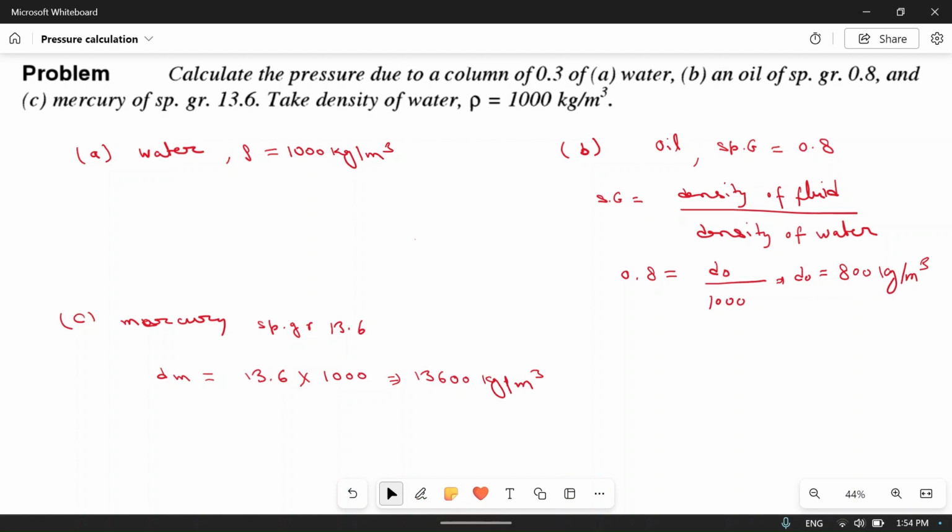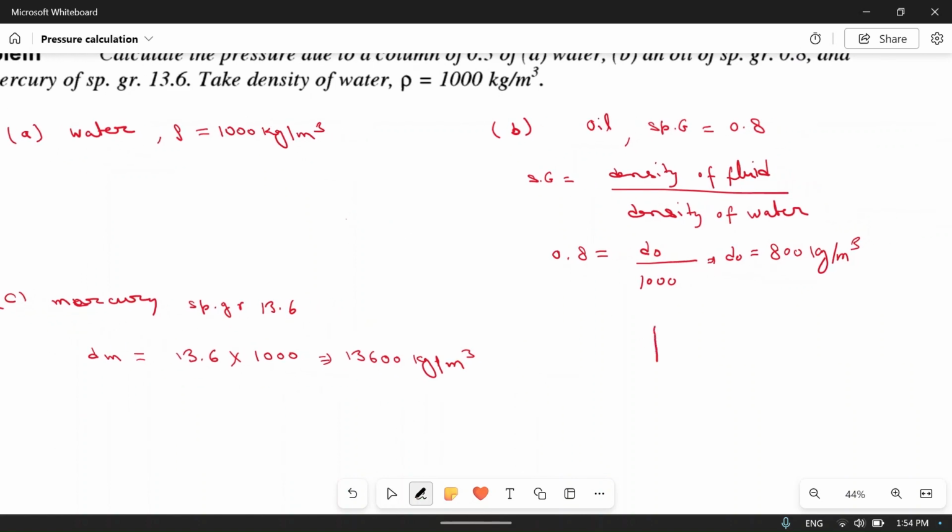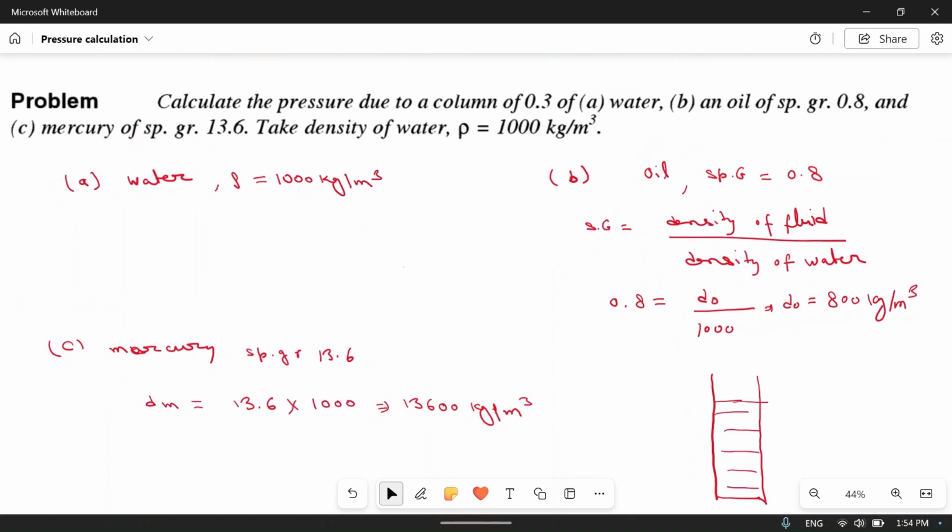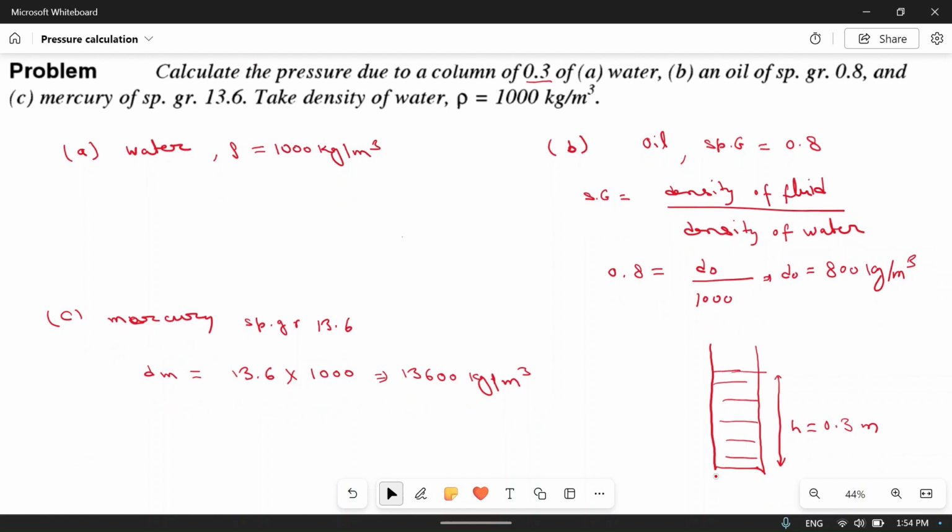So we have to calculate pressure due to the column. Suppose this is the first case, this is water. Suppose this is a glass and water is filled in this, and the height of the column is given as 0.3 meter. This is the height. What will be the pressure at the bottom? We have to calculate the pressure at the bottom of the glass. So P will be, we know the formula, rho g h. You can remember this formula.